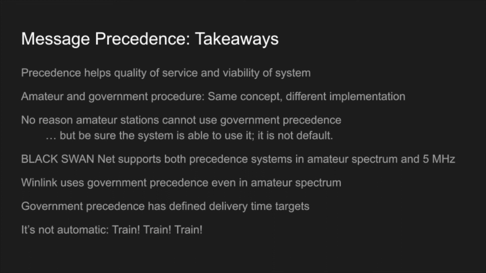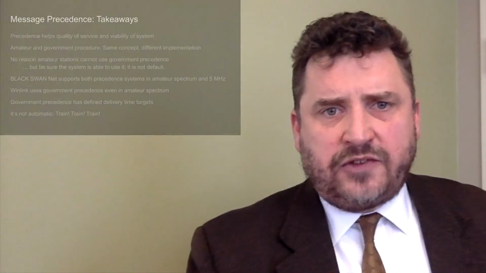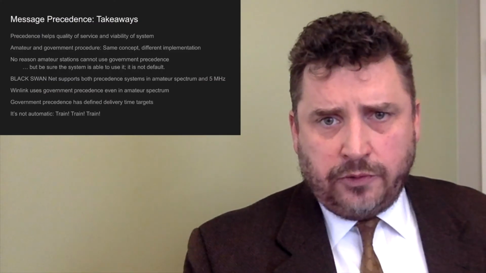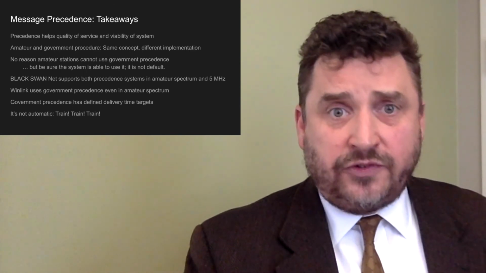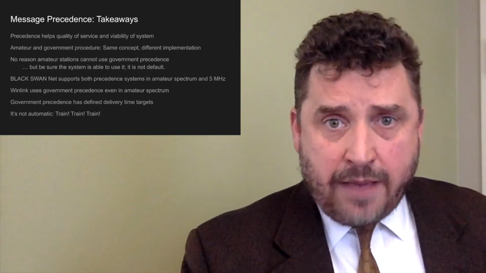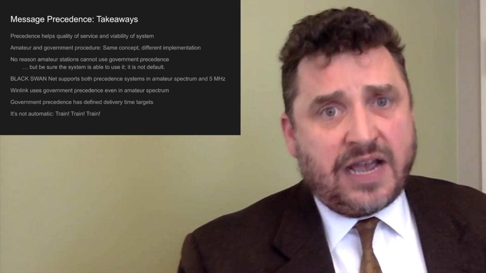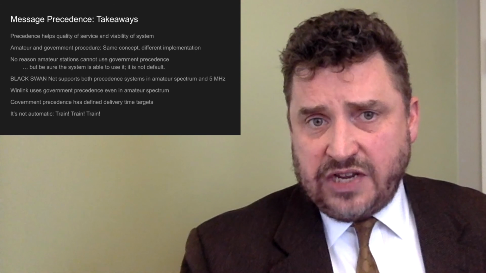There isn't any reason you can't use government precedence in amateur spectrum, but we don't recommend putting government precedence in amateur formats. No matter which spectrum you're using, keep amateur precedence on amateur formats and government precedence on government formats. That should help you to be sure that however you're moving information, its precedence will be understood by the receiver the same as it's meant by the sender. The Black Swan Net, operating in and around Ohio, supports both and is able to help us to support interoperability between amateur and U.S. government stations and to support the time targets as intended by the government station operators.